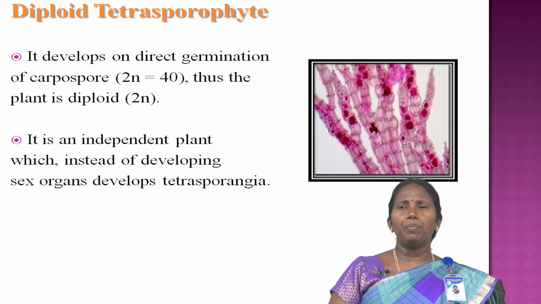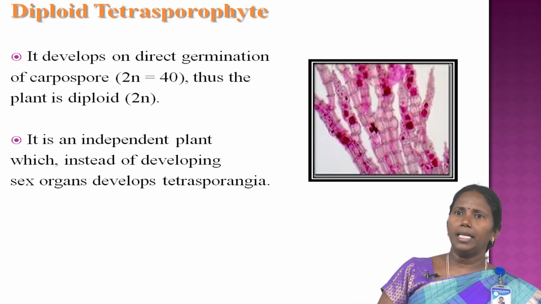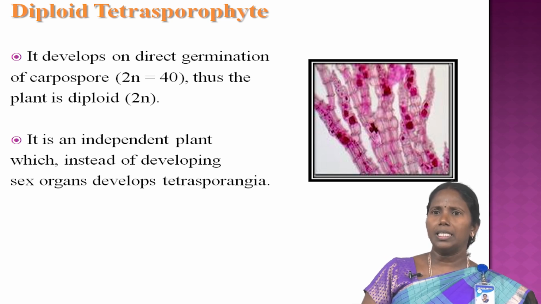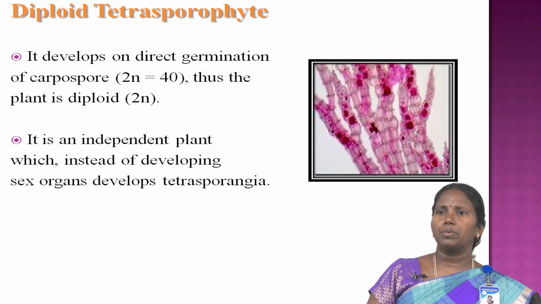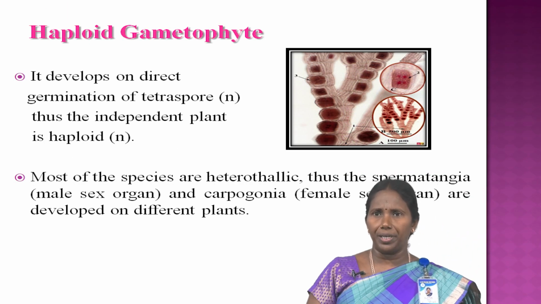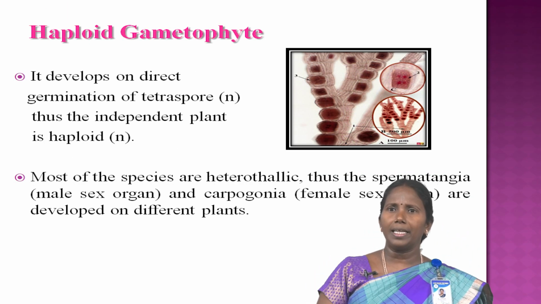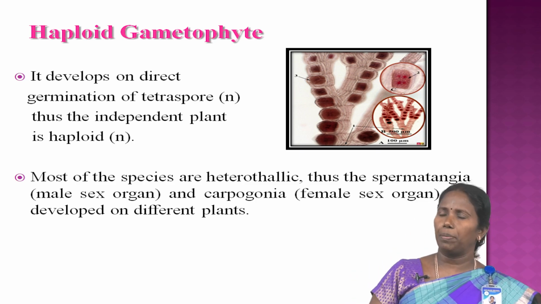Diploid tetrasporophyte: it develops on direct germination of the carpospore, thus the plant is diploid. In this independent plant, instead of developing sex organs, it develops tetrasporangia. The diploid nucleus of the tetrasporangium undergoes meiosis and develops 4 tetraspores. Haploid gametophyte: it develops on direct germination of the tetraspore, thus the independent plant is haploid.